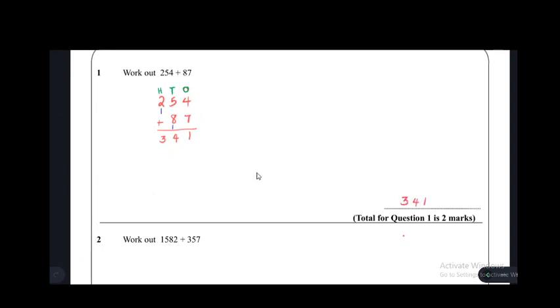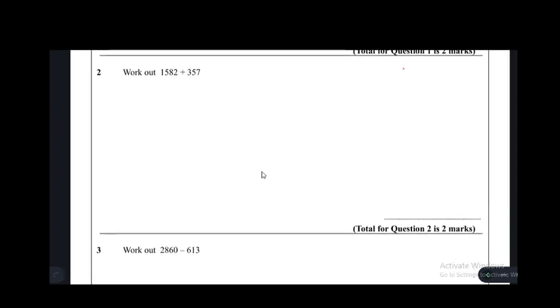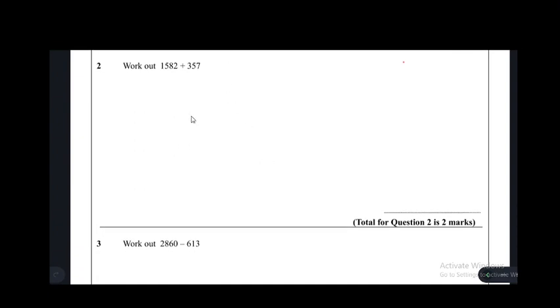Moving on to the next one, number 2. In this second question, we are still looking at addition of numbers. So I arrange the numbers in column form. I'll start with 1582, and then let me put the place values. This is ones, this is tens, this is hundreds, and this is thousands. I'll just put a T and an H. Each of those numbers will be below the place value that it belongs to. So this will be 357. So I'm going to add that.